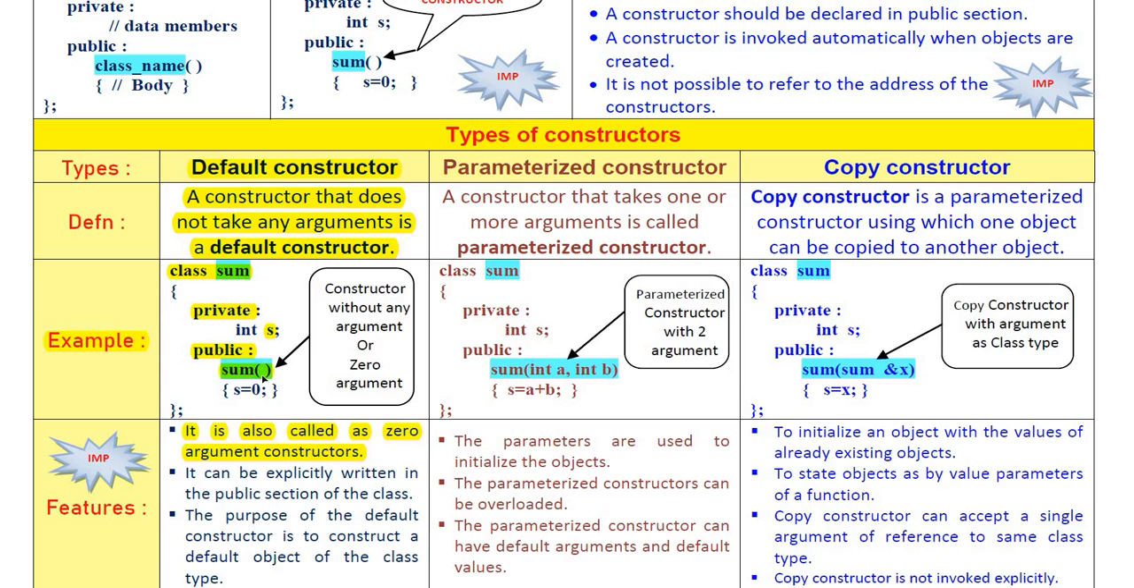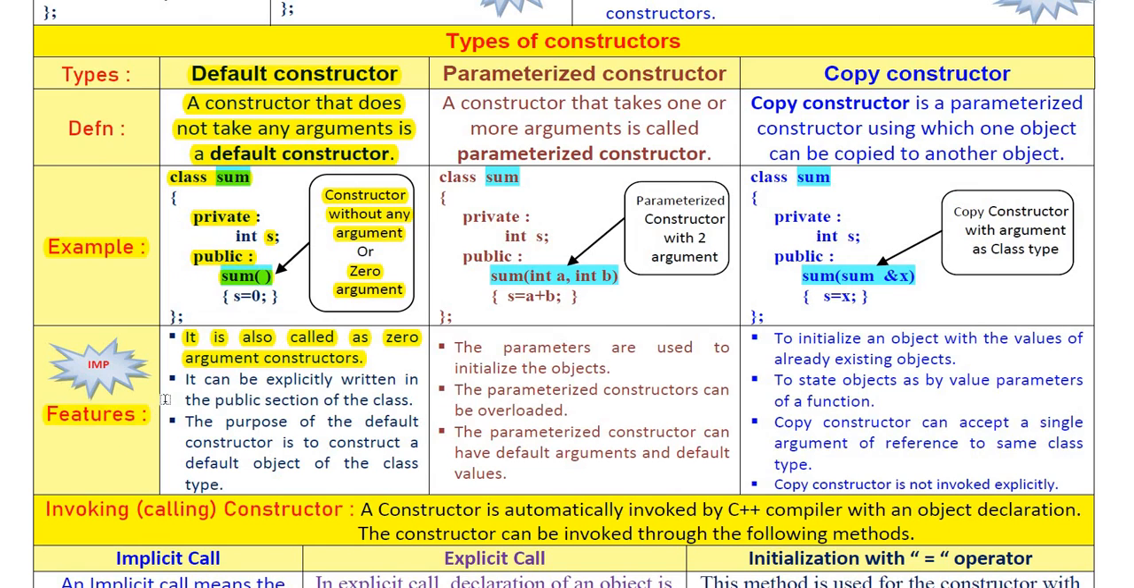So here you can notice that inside the parenthesis there is no argument. So this sum is a constructor without any argument, or zero argument, or zero parameter. So any constructor without any argument, or a constructor with zero arguments, is called a default constructor.